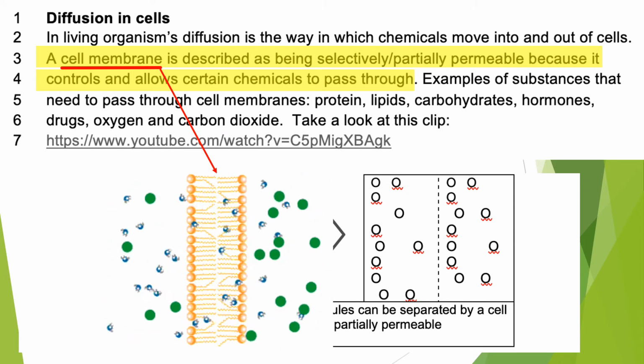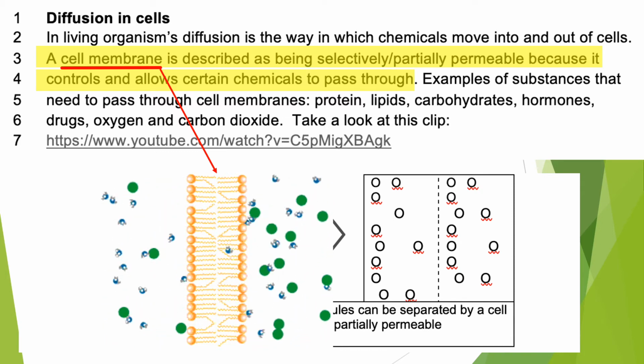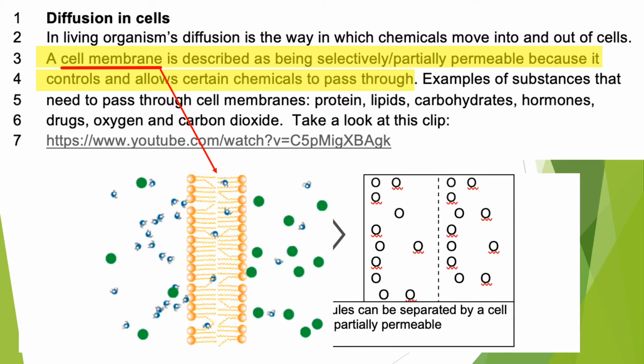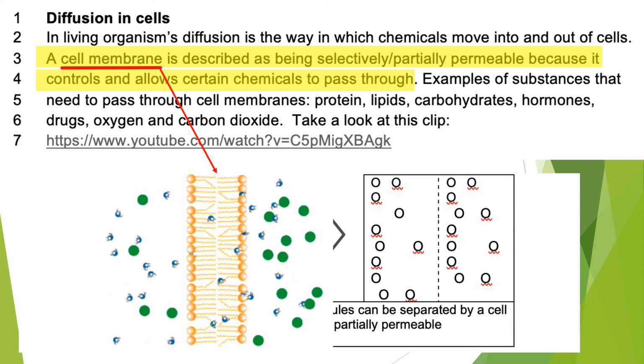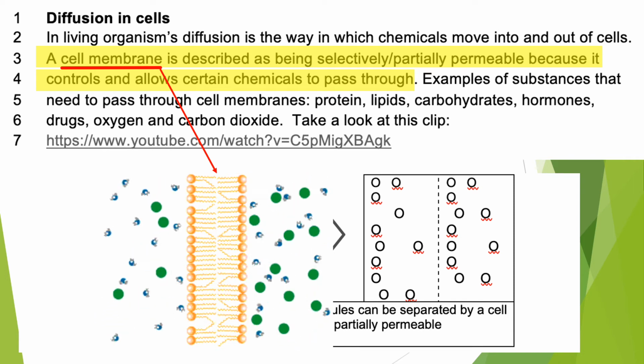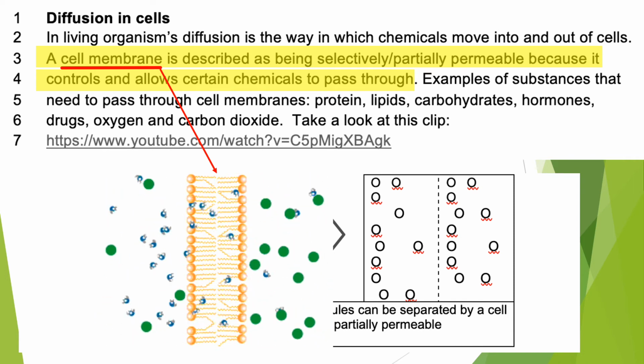So in this example, the small blue molecules are actually oxygen. Okay, so there are lots of examples of substances that need to pass through a cell membrane, such as proteins, lipids, carbs, hormones, oxygen, and carbon dioxide.